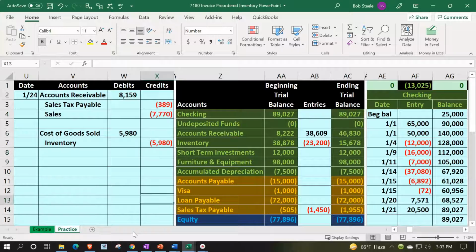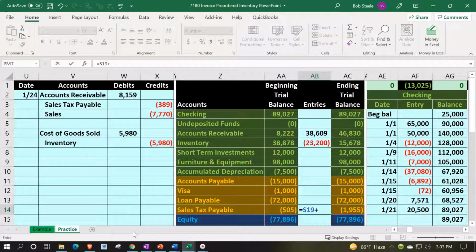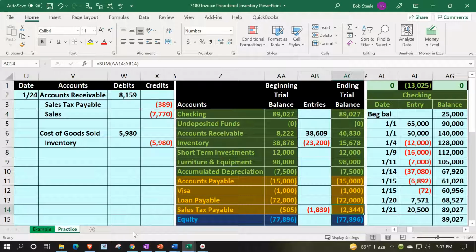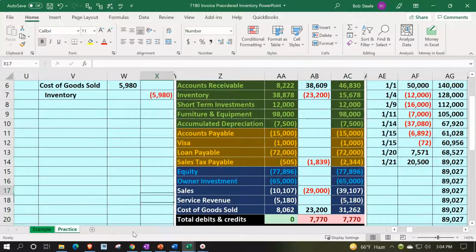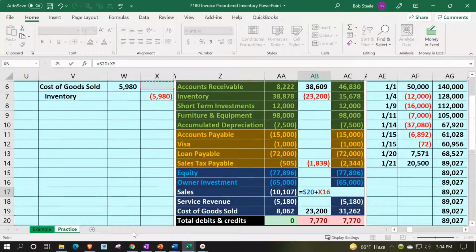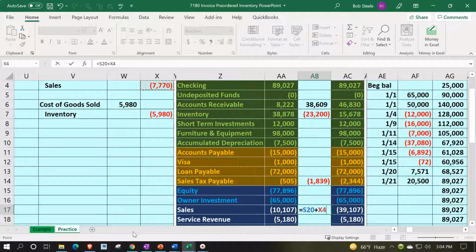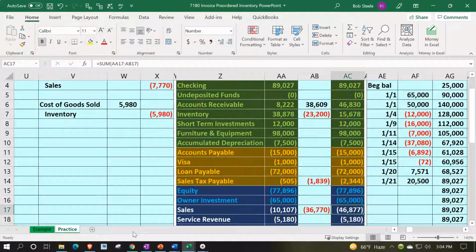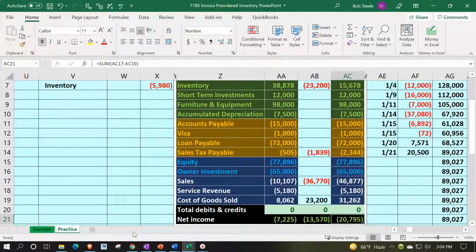That's going to be down here in the liability area. We're in AB14, F2 plus F2. Scrolling on up to that 389. So now we're up to that 2,344. Next, we're going to be going to the sales. That's in our income items. We're in AB17, F2 plus F2. Picking up the sales item at the 7770. We're up to the 46,877. That's going to have an impact on the net income as well.